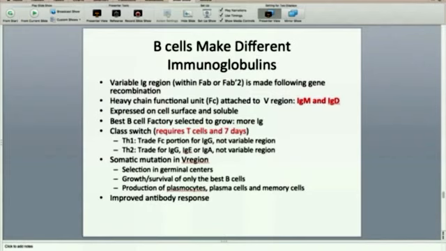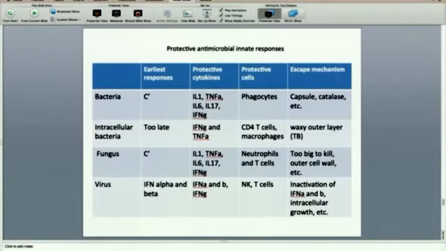And the B cells wander through the germinal center, going through somatic mutation, and then interacting with the T cells. And again, only the best B cells that bind antigen the best will get a growth survival signal and then become plasmacytes to produce plasma cells and lots of antibody, or memory cells, ultimately giving us an improved response. So next slide. This slide shows you that for bacteria, the key protective response is complement and antibody.